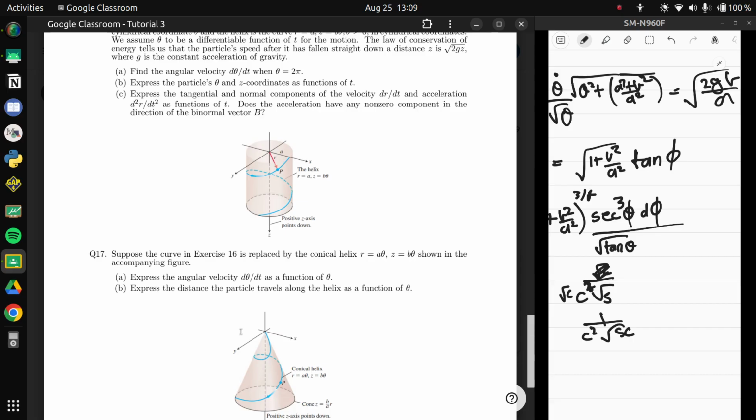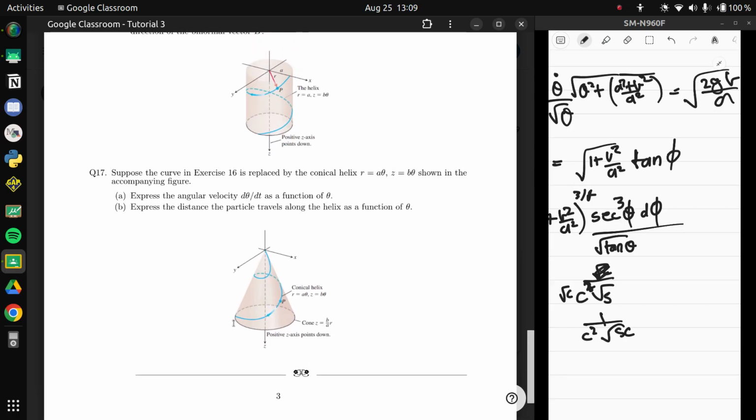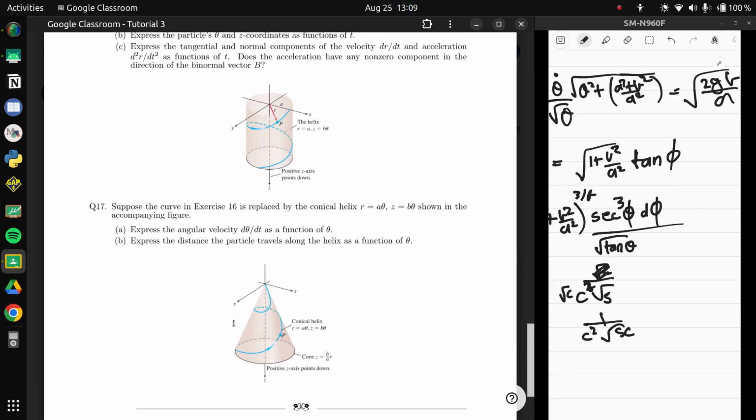Think about it. Can you somehow solve this? I don't know, I have not seen this one before. So I'll have to think about it.